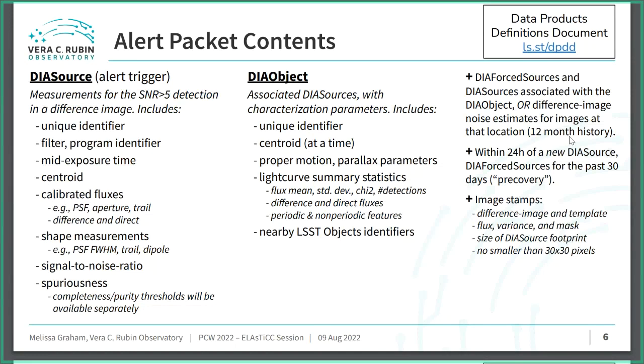And then, of course, in the alerts, the last thing on the list there is the image stamps. So it's the difference image and the template that you get, because you can reconstruct the direct image from those two things. And for each of the images, it's flux, variance, and a mask plane. The size of those stamps is never smaller than 30 by 30 pixels, which I think is like 6 by 6 arcseconds. But if the footprint happens to be longer, for example trailed sources, then I think the stamp is going to be larger as well. You want the stamp to be at least the size of the footprint. So that's what's in the alert packet contents.